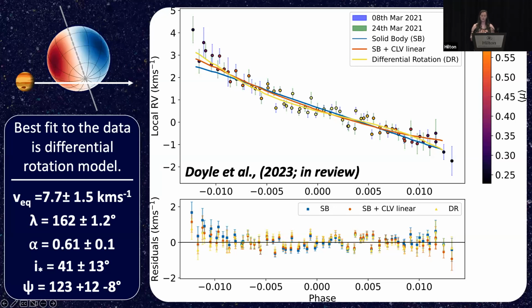So here again are the local RVs, the occulted starlight for WASP-131. We fit a solid body model in blue, solid body plus linear center to limb model in red, and a differential rotation model in yellow. And overall, we found that the differential rotational model was the best fit to the data.